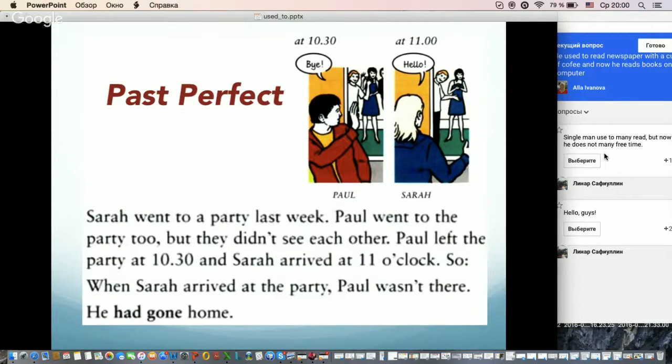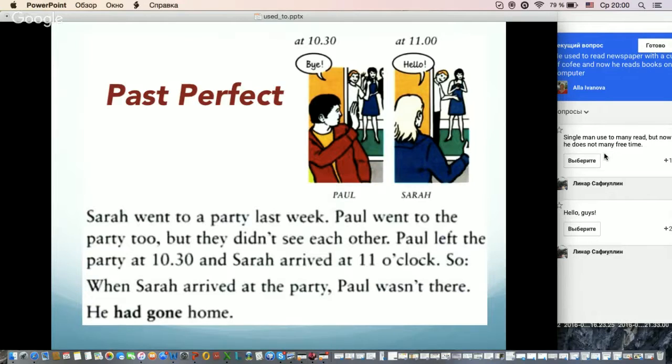Sarah went to a party last week. Paul went to the party too, but they didn't see each other. Итак, Сара была на вечеринке на прошлой неделе, и Пол ездил на эту вечеринку тоже, но они не видели друг друга. Как же так произошло? So, how did it happen? Paul left the party at 10:30, and Sarah arrived at 11 o'clock. Итак, Пол покинул вечеринку в 10:30 вечера, а Сара в 11 только прибыла.